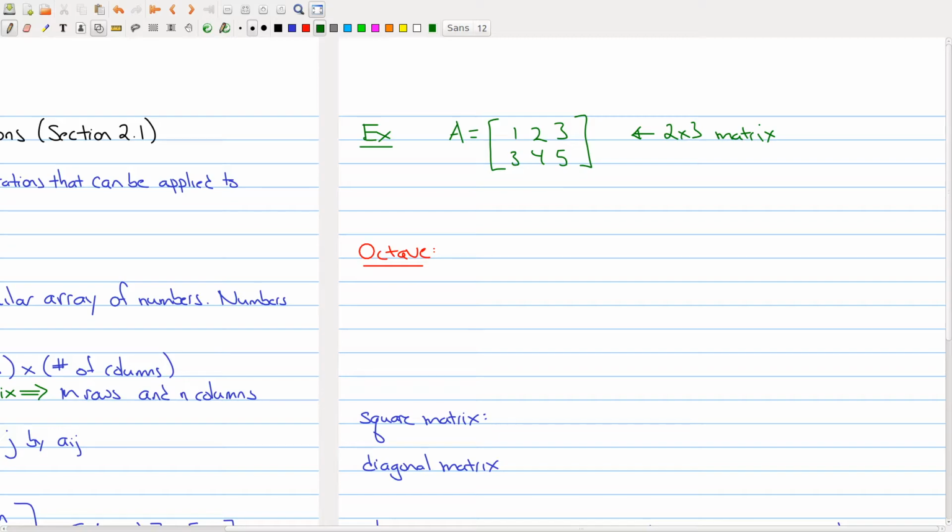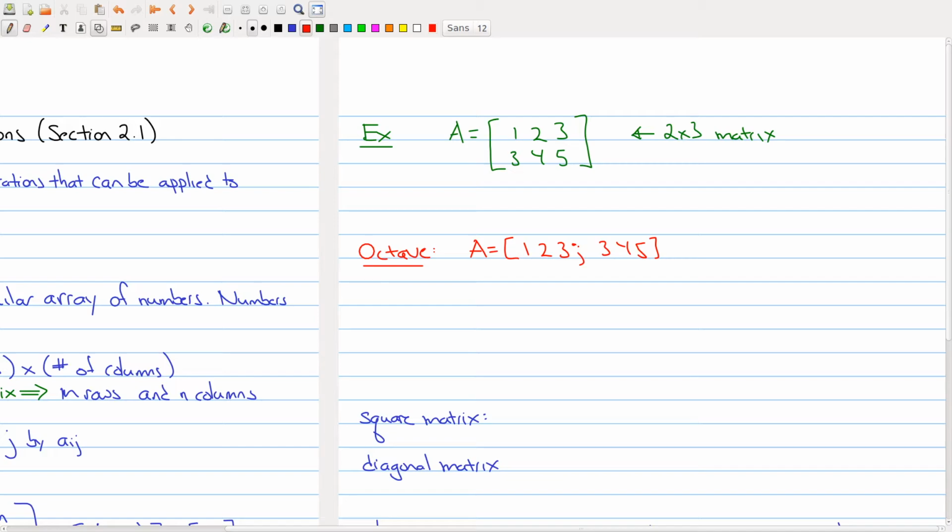Now, one of the things we want to be able to do in this course is manipulate matrices. You've probably already seen this in some of your labs, and this may be review depending upon where you are in the course, but you can input a matrix into Octave, and here would be the command. A is equal to [1, 2, 3; 3, 4, 5]. The semicolon represents a new row.